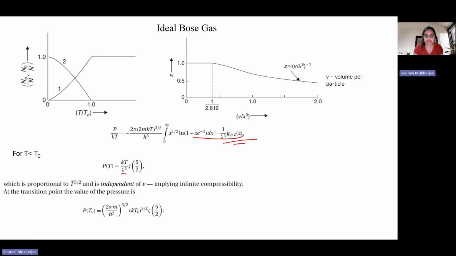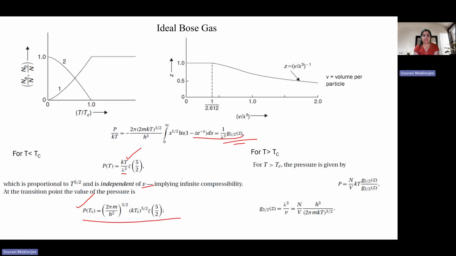Okay, so what is this telling you? This is telling you that P is proportional to T to the power 5 by 2. Why? Because you have a T here and you have lambda cube here, and the thermal wavelength has temperature in it. So the overall dependence of pressure on the temperature is T to the power 5 by 2, and it is independent of V, which implies infinite compressibility. Now at the transition point where T is equal to Tc, you can replace T by Tc, and explicitly this is how the expression will look. So this is your expression for pressure at the critical temperature.